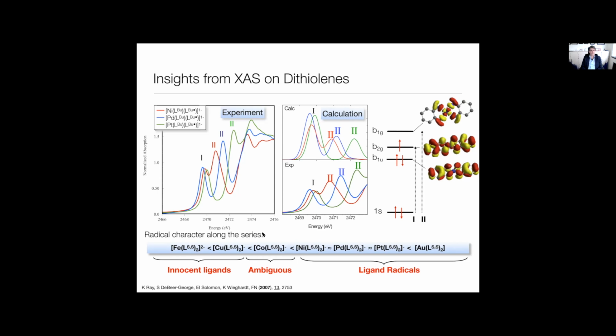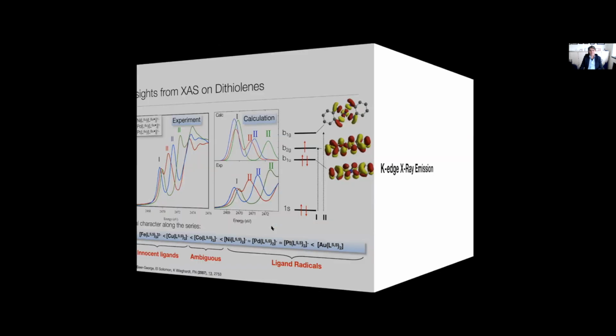And that's old literature now, but I think it was a lot of excitement back in the day, like how successful these calculations were in aiding the interpretation of the experiment. And so that still stands today.